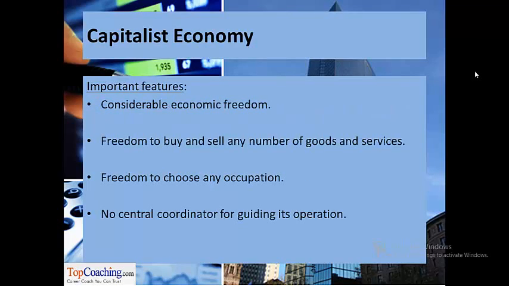If we look at the important features of the capitalist economy, then we will find that each individual, be it a producer, consumer, or resource owner, has considerable economic freedom. An individual has the freedom to buy and sell any number of goods and services and to choose any occupation. Thus, a market economy has no central coordinator guiding its operations.